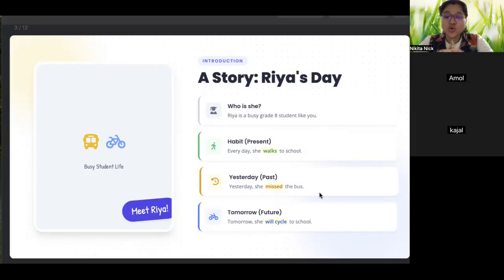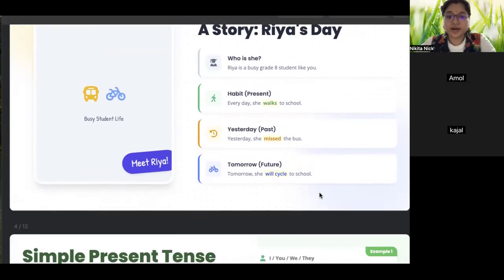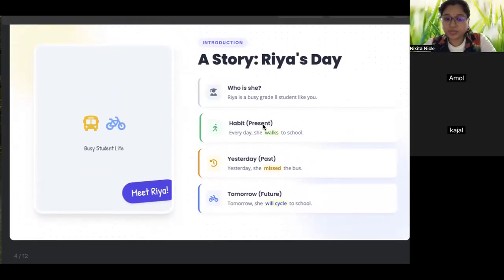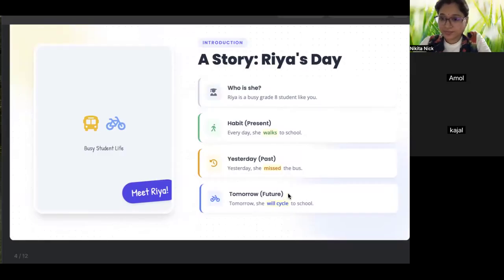Very nice. Here was a mistake. This is yesterday. What is this? Yesterday. Very good. What have we learned here, Kajal? In present, what do we use? Every day. For yesterday, that is past, we use yesterday. And for tomorrow, for what? Tomorrow is for future.